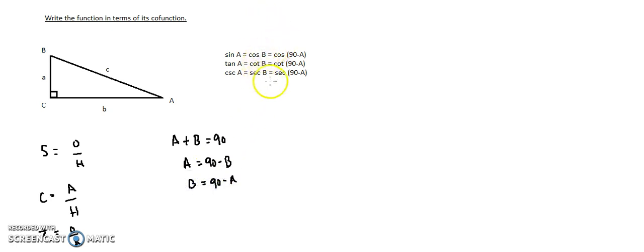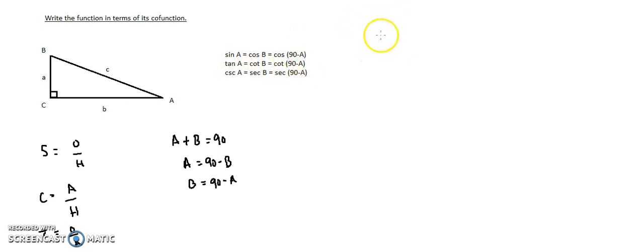And that means that we can rewrite all of these as well. So sine of A is the same as cosine of B, and we can rewrite B as 90 minus A. So sine of A is equal to cosine of 90 minus A. And tangent of A is equal to cotangent of 90 minus A. And cosecant of A is equal to secant of 90 minus A, and vice versa for all of these.